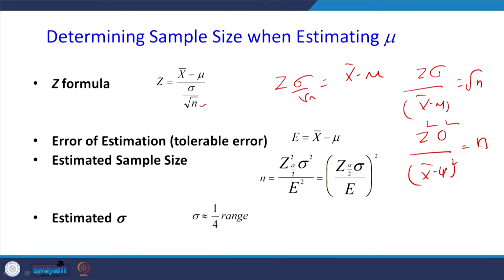So in the denominator, this x bar minus mu, we are going to call it the error of estimation, otherwise tolerable error. So sample size is z square sigma square divided by error square. Since the square is everywhere, we can bring it to common. Many times the value of population standard deviation may not be known, so there is an approximation. One fourth of the range of the data which you have collected can be taken as the standard deviation.